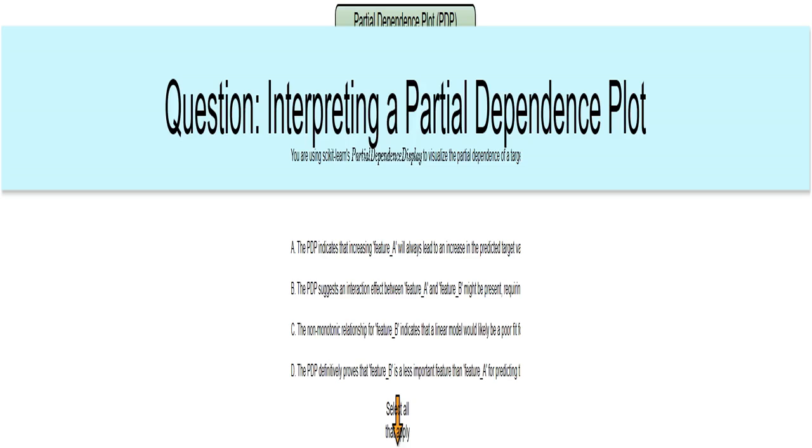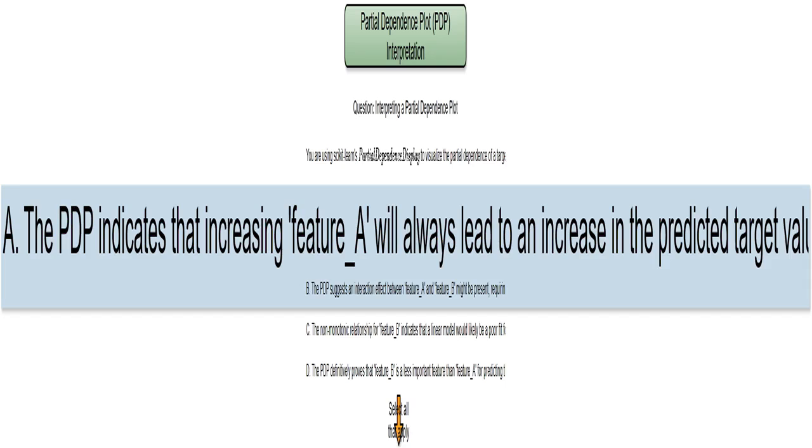This question tests my understanding of how to interpret a partial dependence plot, PDP, a visualization tool used to show how a single feature affects a model's predictions after accounting for other features. I need to use my knowledge of PDPs to interpret the relationship shown between two features and the model's target variable. It's like detective work, but instead of clues, I have a chart. Let's solve this mystery. A non-monotonic relationship means the relationship between feature B and the target variable isn't consistently increasing or decreasing. It goes up and down, and that's important to see.